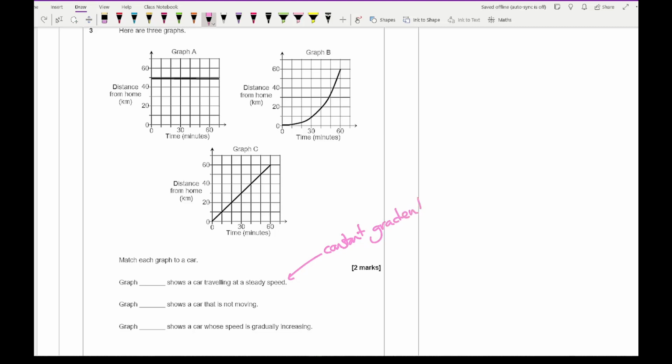Now the only graphs with constant gradient are graphs A and C. Now A represents the fact that nothing has moved because it's a constant distance. So then the answer is going to be C. And a nice little segue into the second one, which says shows a car that is not moving. Well, that's going to be A. And then just by process of elimination, the last one is going to be B, which shows a car whose speed is gradually increasing, which, as you can see, it is, because as the time increases, so does the distance.